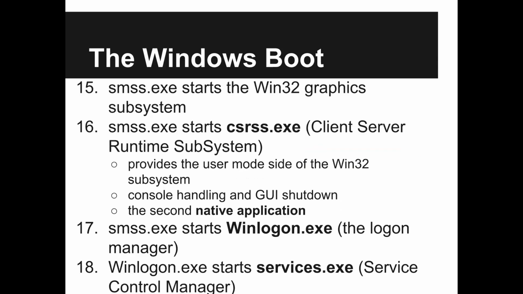And it also starts the Win32 graphics subsystem and the client-server runtime subsystem, aka CSRSS.exe, which provides user land applications access to the Win32 subsystems, as well as functionality for handling consoles like the DOS prompt and GUI features, as well as GUI shutdown. And CSRSS is considered the second native application that is started up.